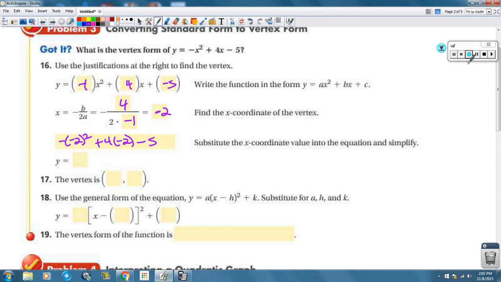Excuse me, just a moment. Okay, so I'm going to sit here and figure this one out. So I'm going to plug this into my calculator as well to get my y value.